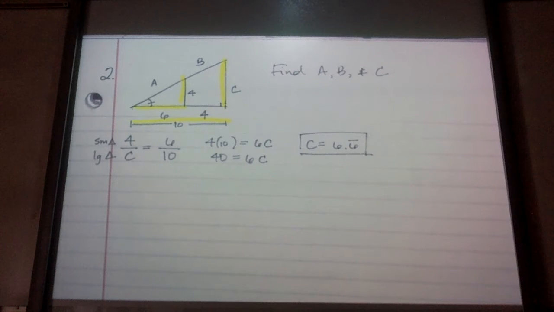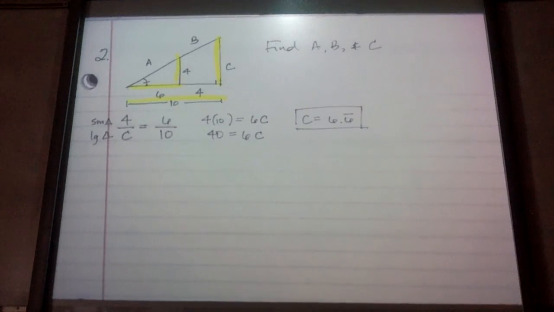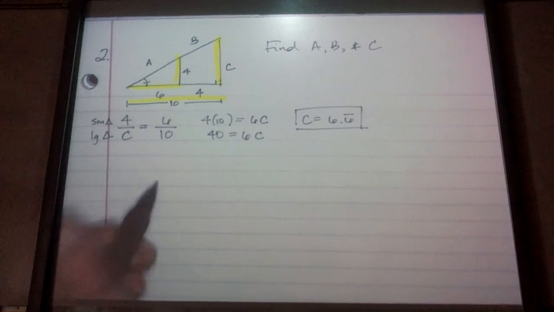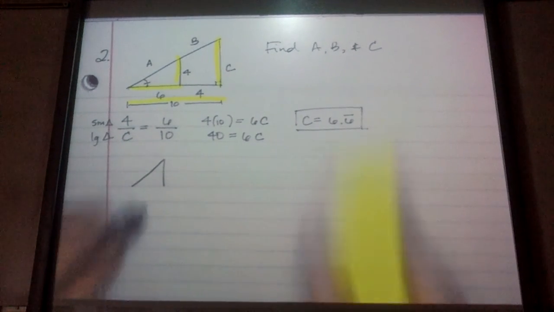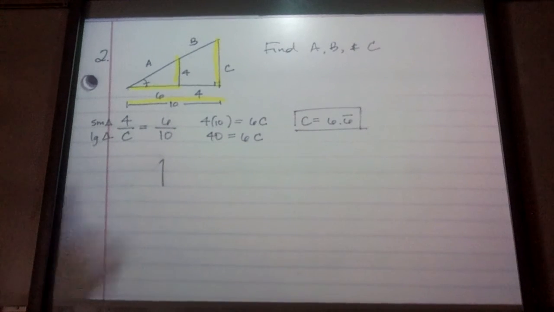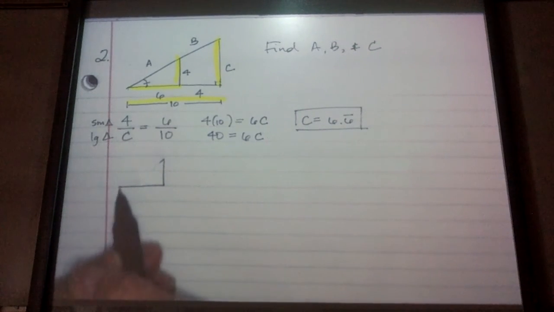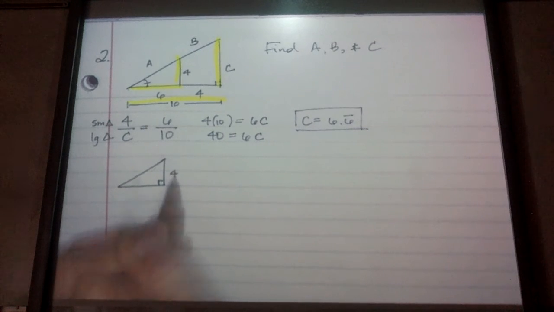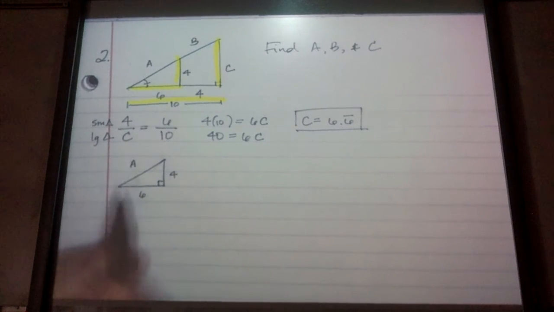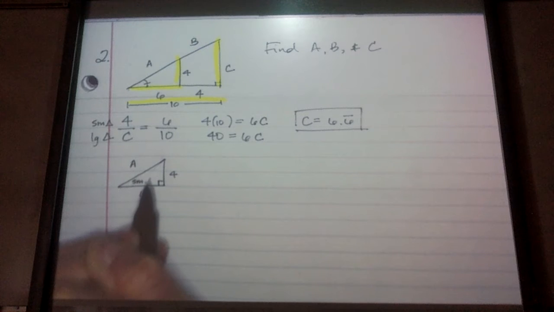All right, so we have C, and now we could actually use that pair of sides if we chose. Now this is going to sound crazy, but I don't need to do any more proportions. For example, I'm going to draw out this smaller triangle. I know this is 4, and this is 6, and this is A. This is my small triangle.